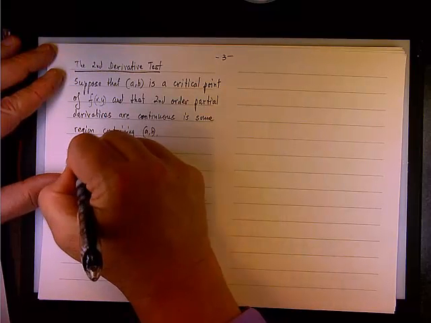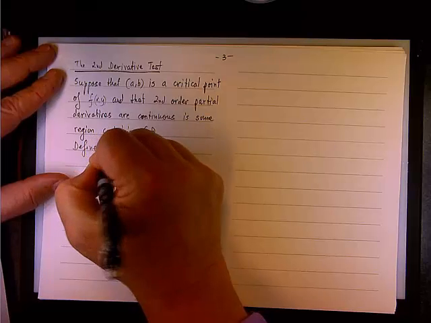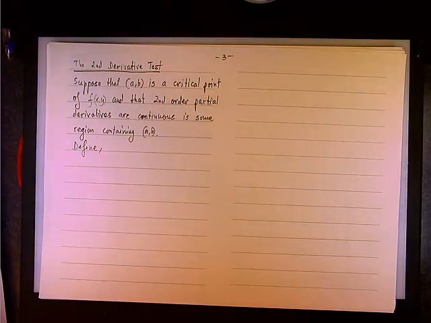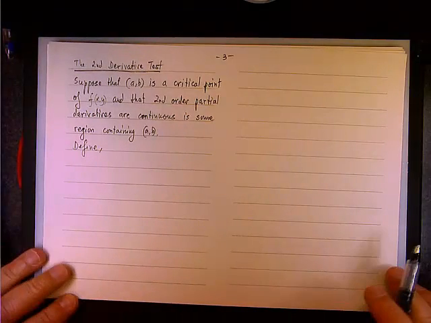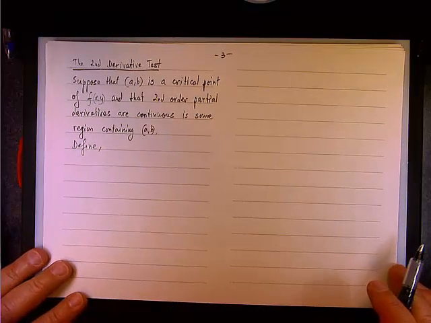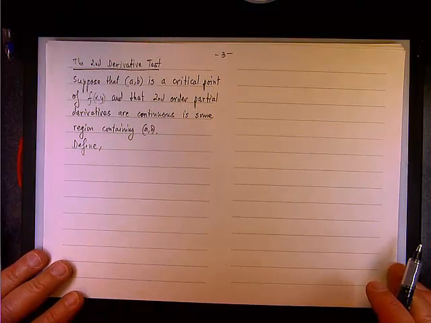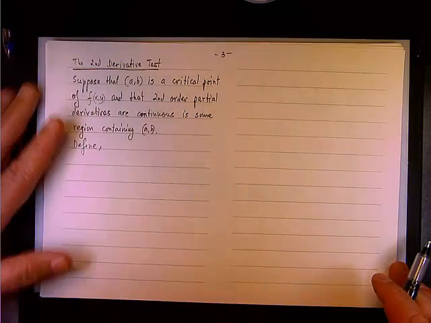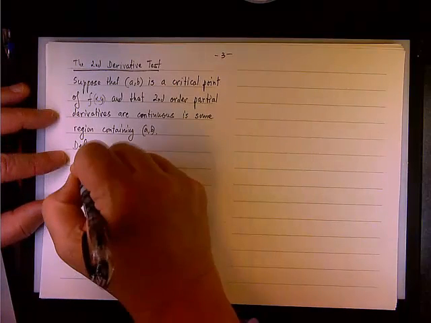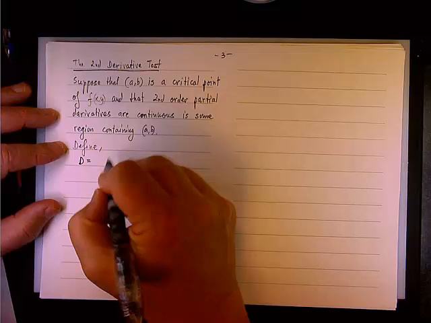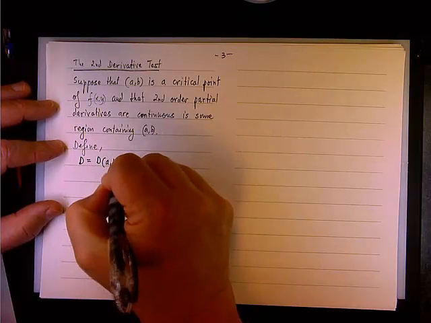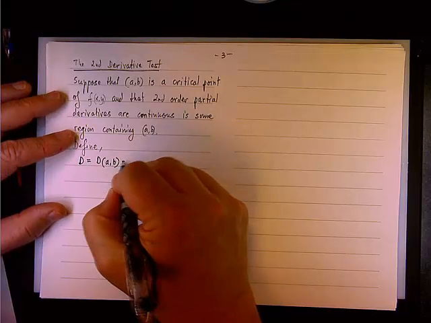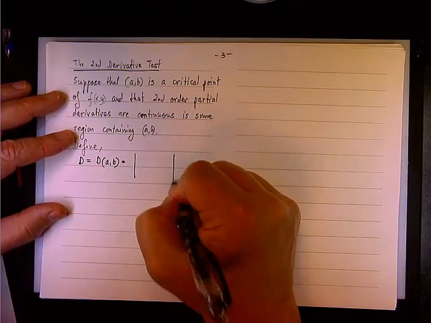So this is the position. Then here is the definition. This is where we're going to define, we're going to write it as a determinant of the second order partial derivatives. And we'll give it the letter D. D will be, in this case, D of (a, b), like so.